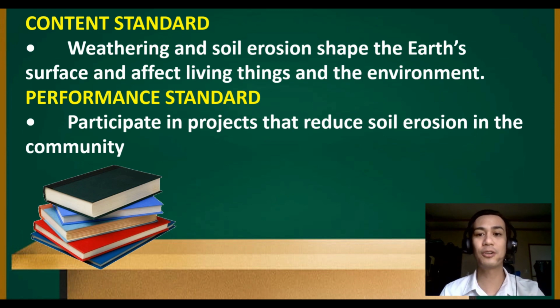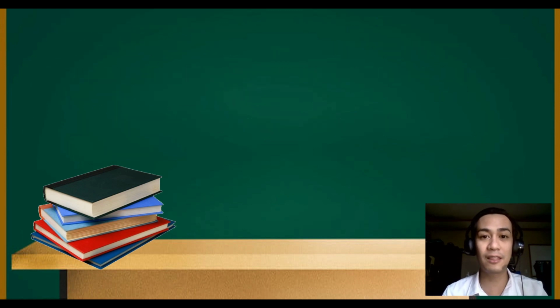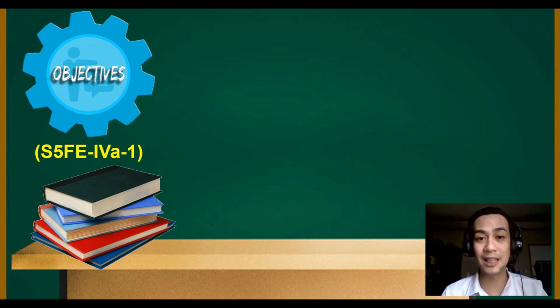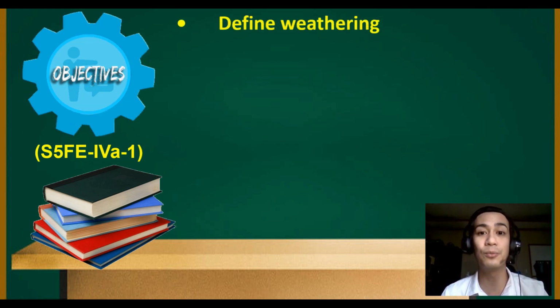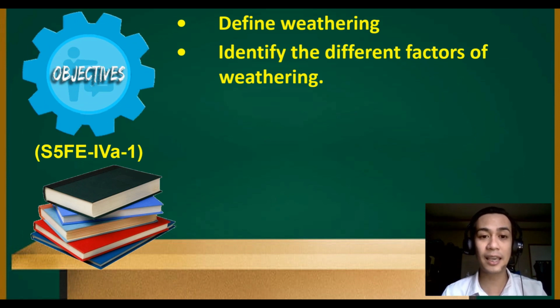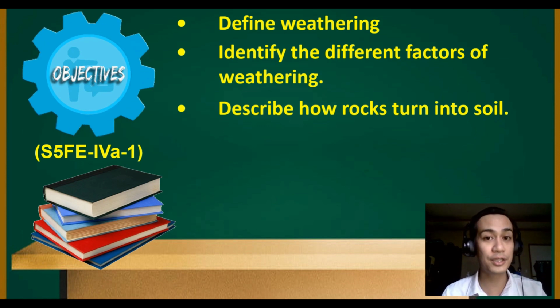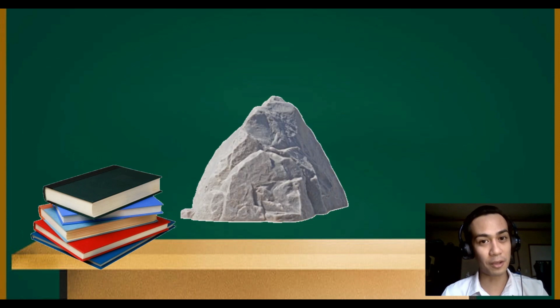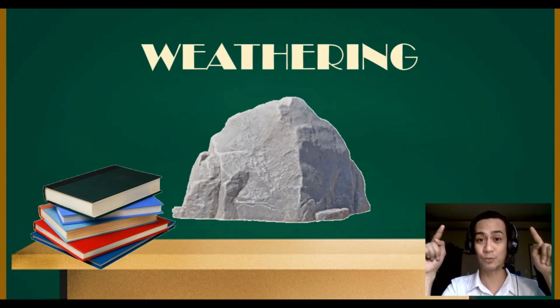Weathering and soil erosion shape the Earth's surface and affect living things and the environment. For our performance standard, participate in projects that reduce soil erosion in the community. I also prepared some objectives to target in this lesson. First, define weathering. Second, identify the different factors of weathering. And of course, describe how rocks turn into soil. So the topic that we are going to talk about is weathering.